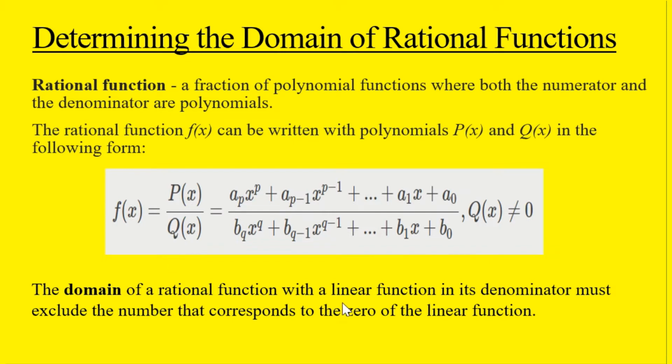Now, let's suppose we have a linear function in the denominator of a rational function. Then we say the domain must exclude that number that corresponds to the zero of that linear function. So whenever we are speaking of a domain, we want to see what makes the denominator zero.